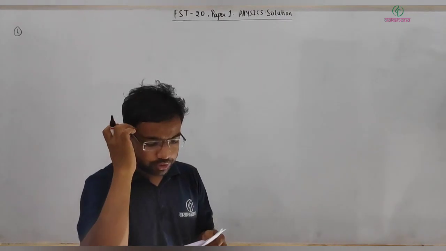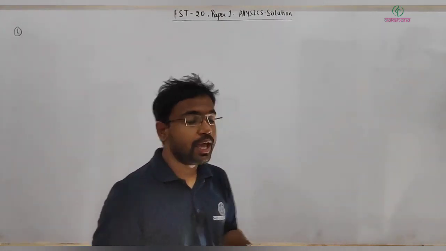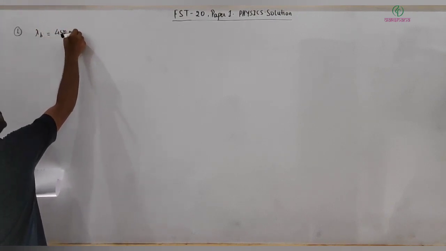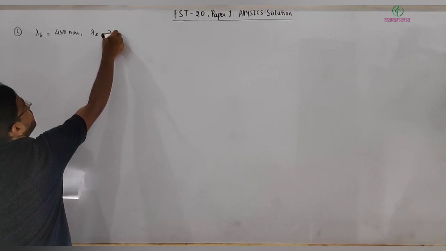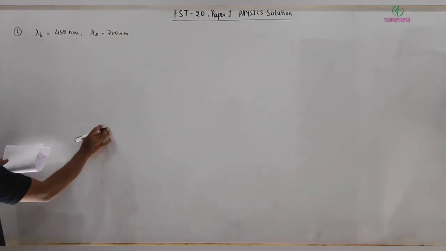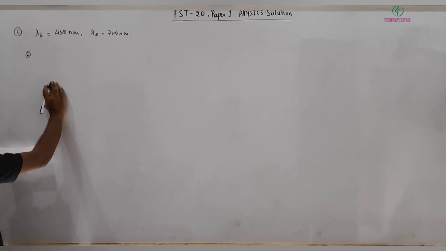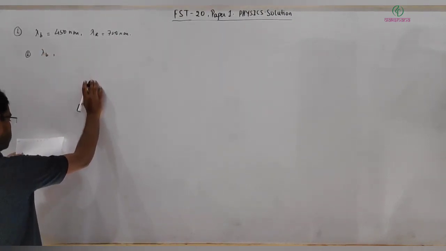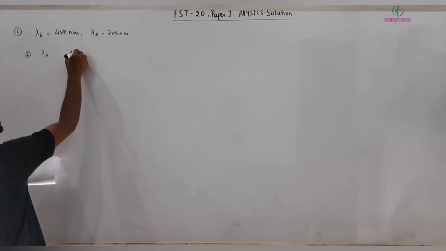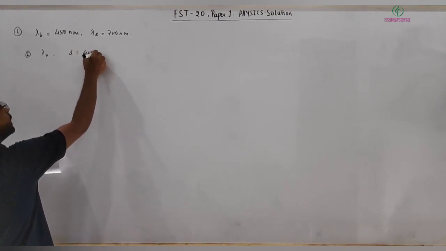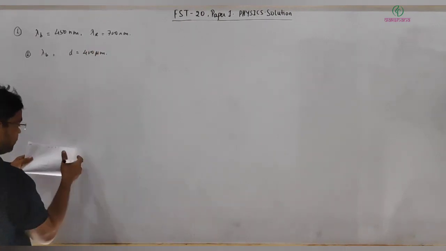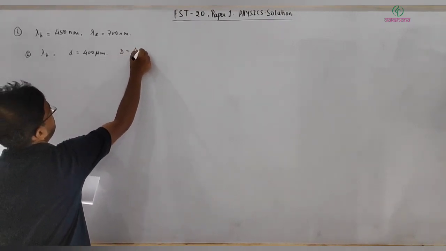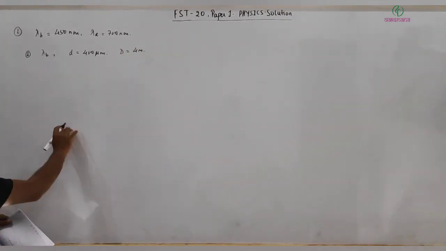Four trials of Young's double slit experiment are conducted, and you are given lambda blue is 450 nanometer and lambda red is 700 nanometer. In trial 1, blue light is used with 2 slits, small d is 400 micrometer, forming an interference pattern on the screen that is capital D, 4 meter away. So this is the setup for trial 1.